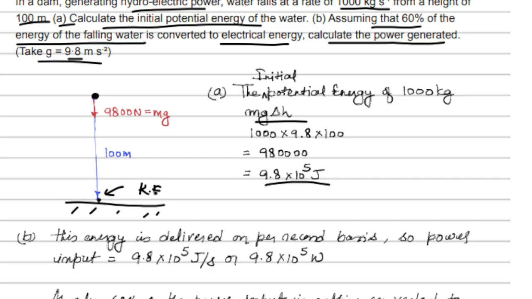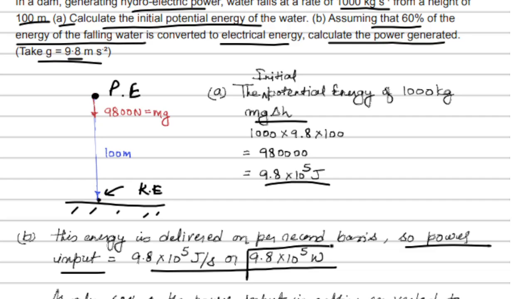If we are assuming this is the ground, where potential energy we are assuming 0, so the entire PE, potential energy, which was here, got converted and became the kinetic energy here of this much. Now what they are saying is this energy is delivered on a per second basis. So the power input is this. It means what power we are getting, right? Because they have already told that the rate is 1000 kg per second. So it is already in the per second format. So we are getting this much energy, 9.8 into 10 to the power 5 watts, or joules per second of energy.